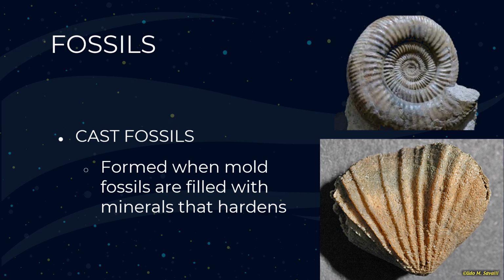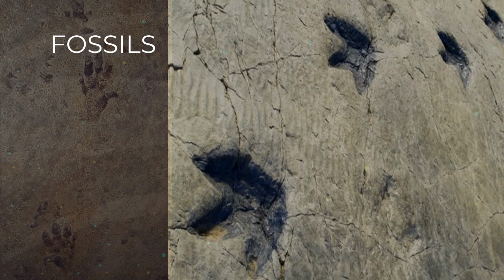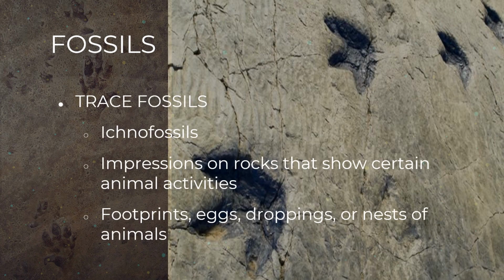And then finally, we have trace fossils. Trace fossils or ichnofossils are impressions on rocks that show certain animal activities. These can be footprints, eggs, droppings, or nests of animals.